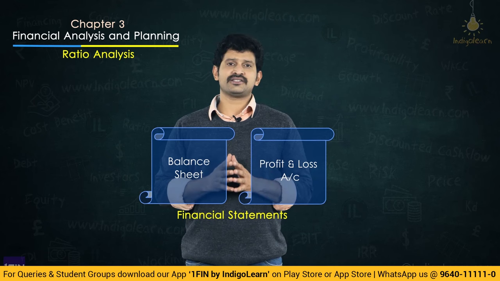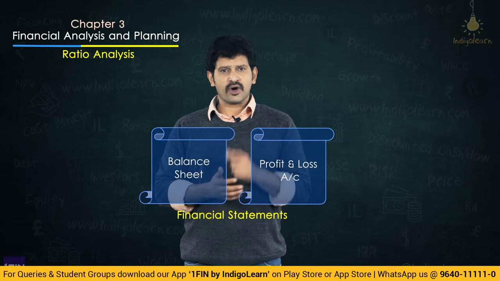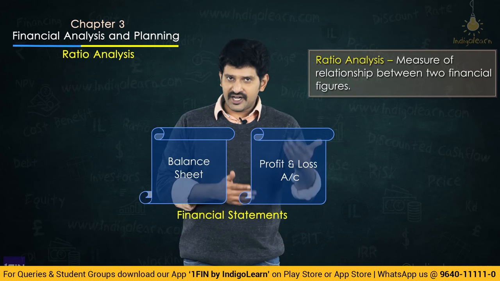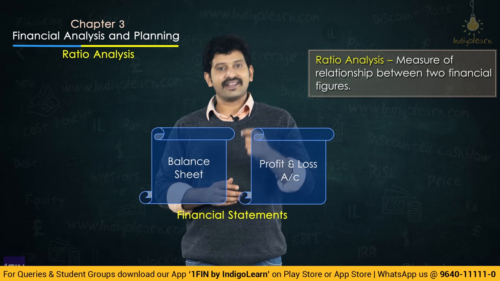Now, what ratios are we talking about? What is a ratio? Ratio is a combination of two components. Of what? Of the financial statements. So, we will take two items from the financial statement, either from the balance sheet or from the profit and loss account, or a combination of balance sheet and profit and loss account, and then we will analyze the financial position of the company. Now, first of all, why should we take ratios?